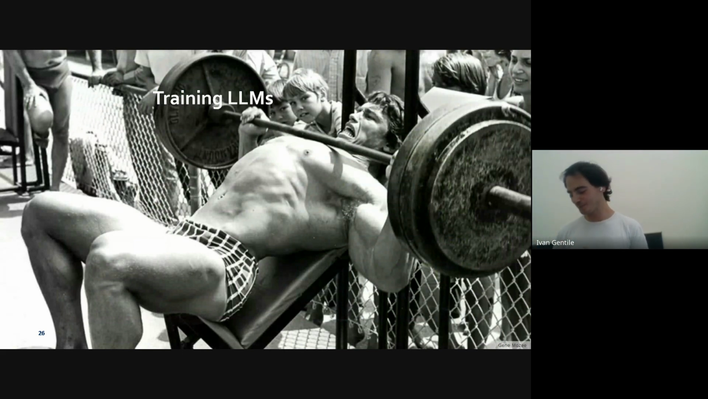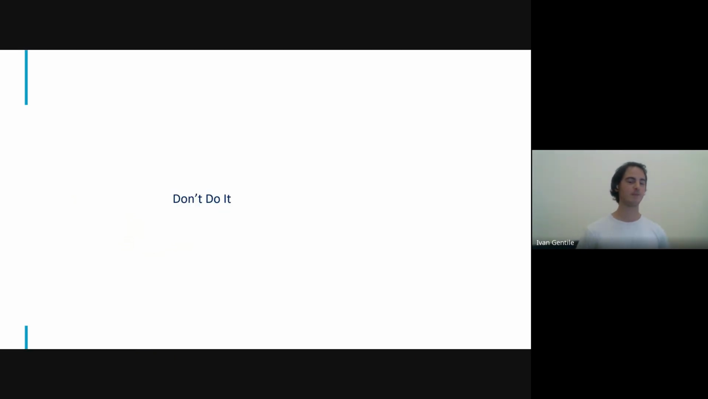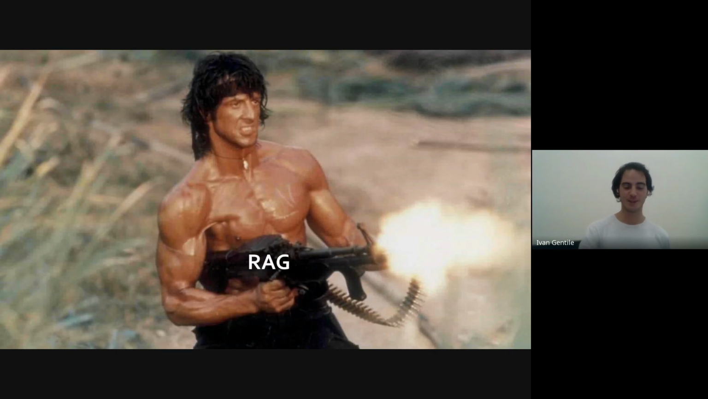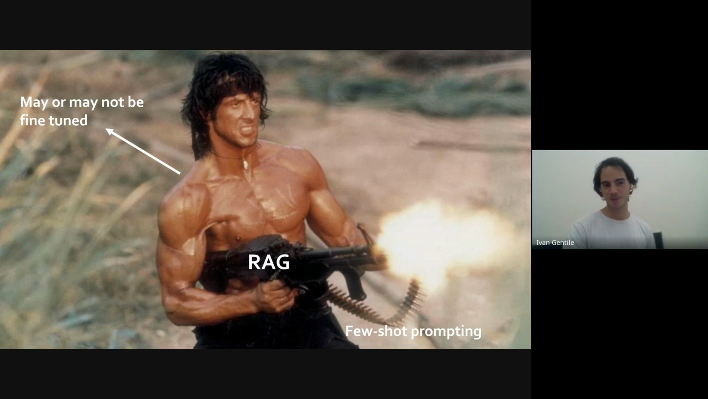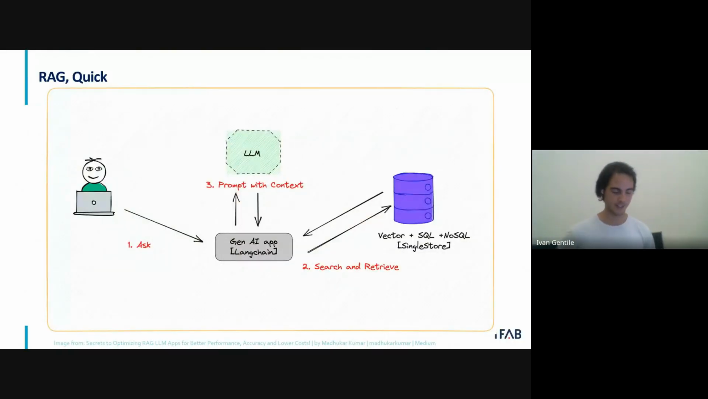Let's pass now to training LLMs. The main message I want to pass on is this one, and then actually this one as well. So what is RAG? Feature prompting, we've seen it, and fine-tuning. Why do I want to say this? We're now going to try to unpack the two slides, Schwarzenegger and Rambo.